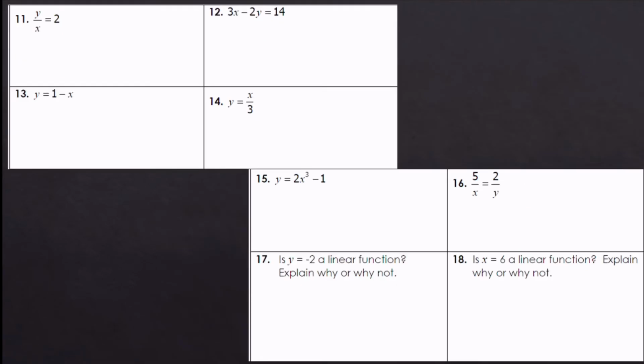So let's go look here. Now, I have y divided by x, but if I multiply both sides by x to get y equals 2x, guess what? That right there, ladies and gentlemen, is linear. So I want you to pause now and answer 12 through 16 on your own.